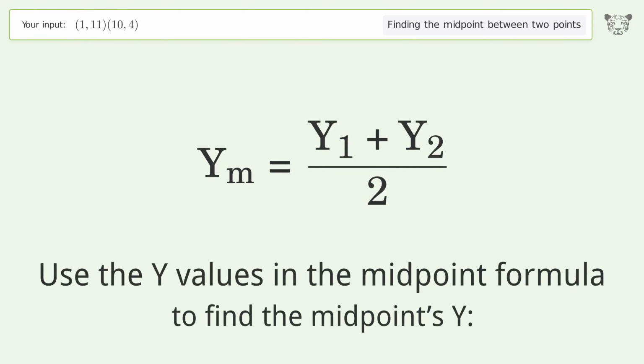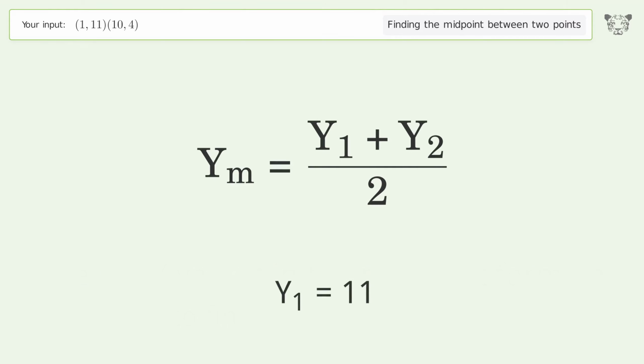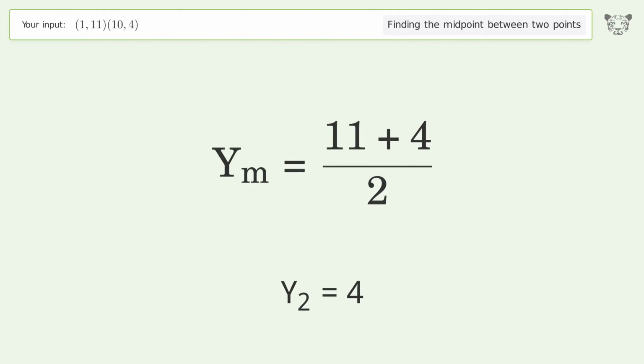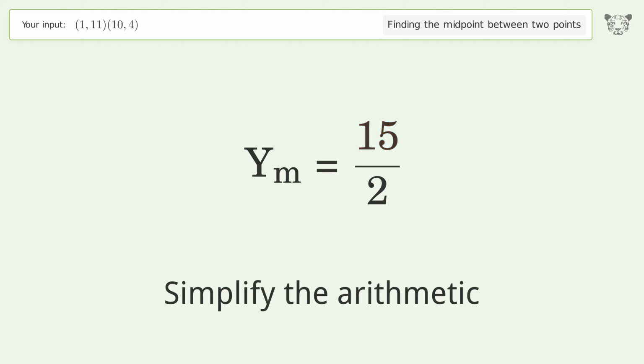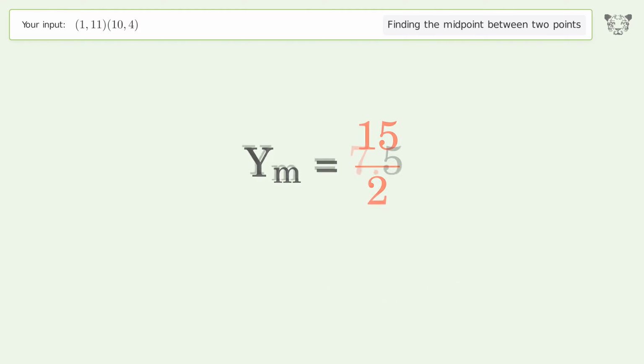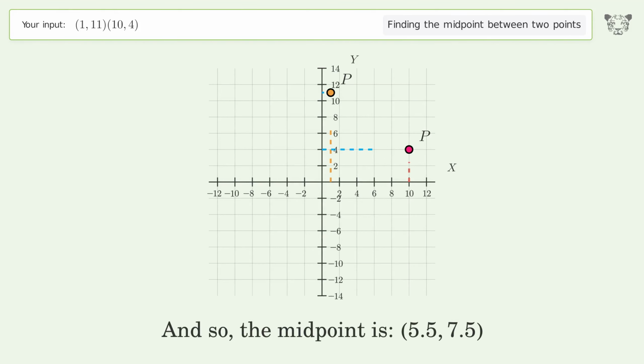Use the y values in the midpoint formula to find the midpoints y. y1 equals 11. y2 equals 4. Simplify the arithmetic. And so, the midpoint is 5.5, 7.5.